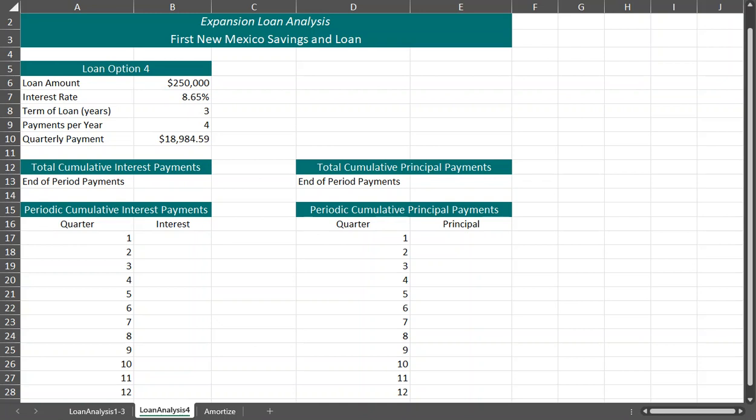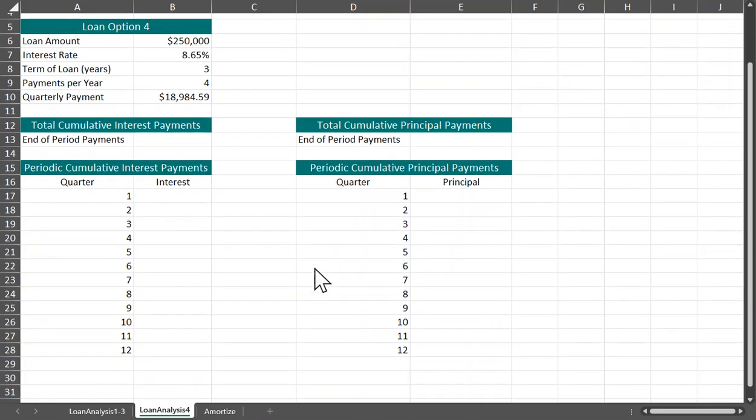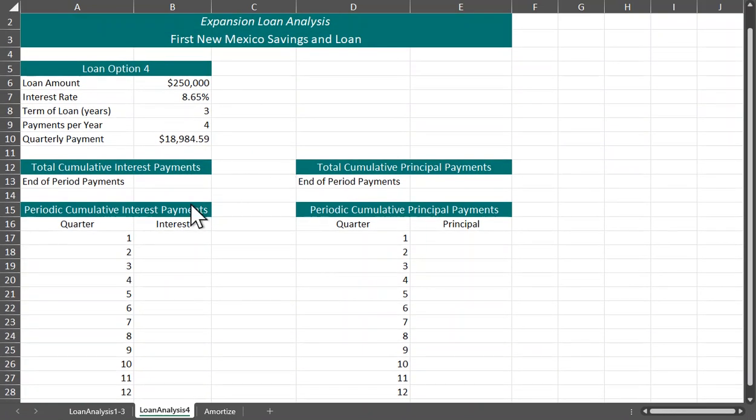In this video, we're going to continue with our loan analysis. We're going to calculate total number of interest payments, total of our actual payments that we put against principal, and then we're just going to break that out over 1 year. So this particular example, the loan amount is $250,000.